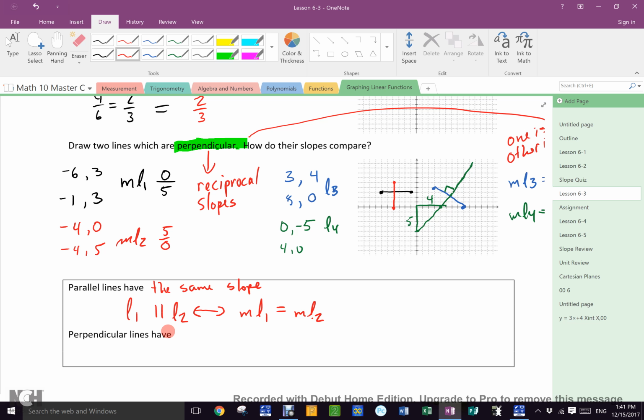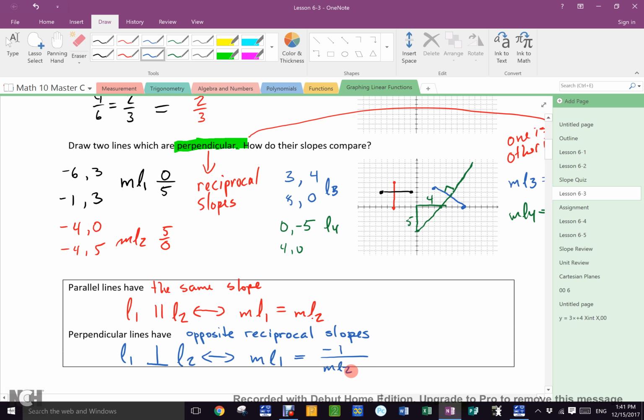Everybody cool? All right. Now, what do perpendicular lines have? Opposite reciprocal. So that looks like this. Line 1, this is the symbol for perpendicular. If line 1 is perpendicular to line 2, then the slope of line 1 equals -1 over the slope of line 2. Because you flip it and you change the sign. And remember, the slope of line 1 is technically over 1, right? Everybody cool? If you don't understand this, but you can remember, flip it and change the sign, you're okay.